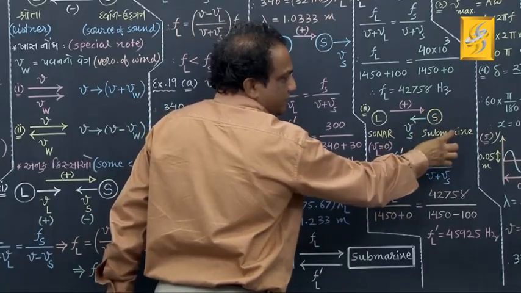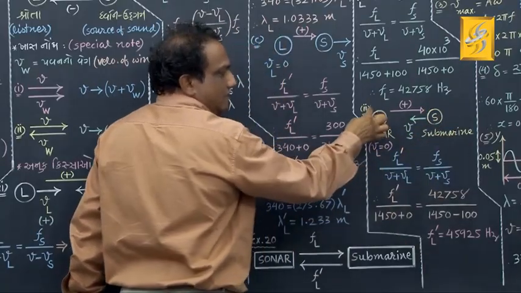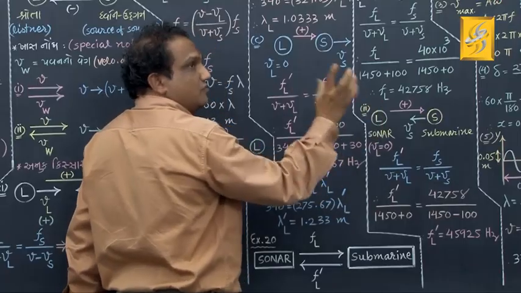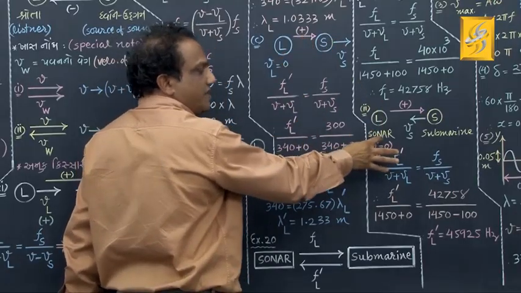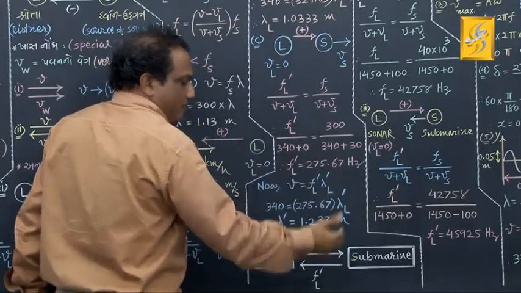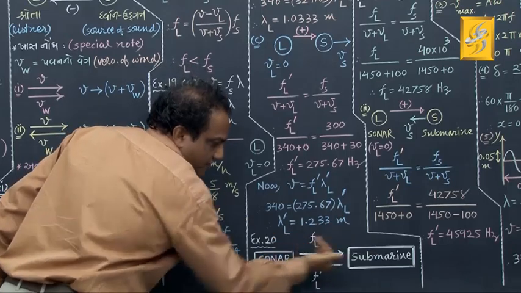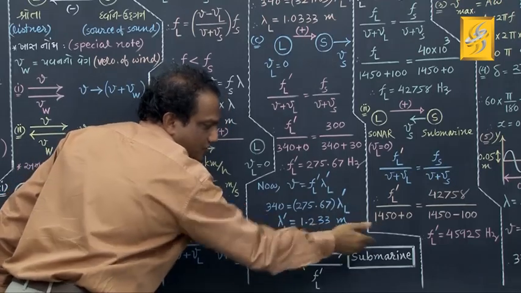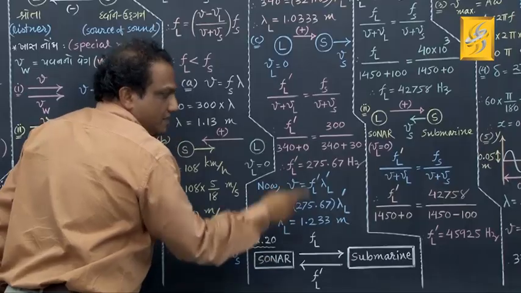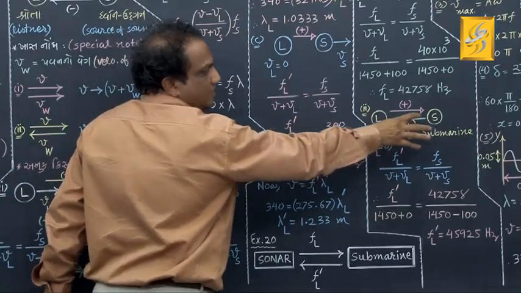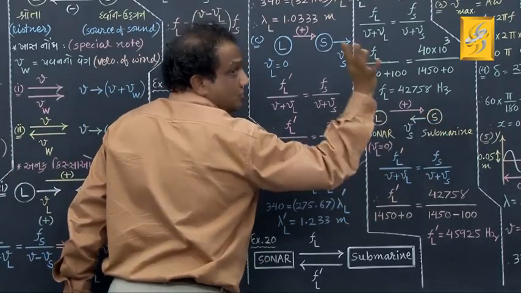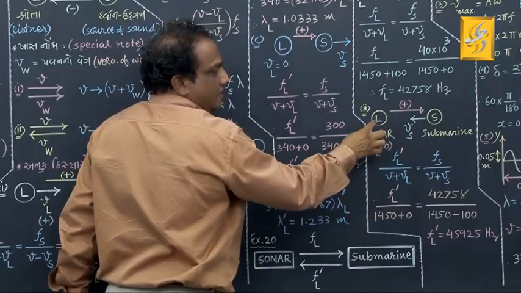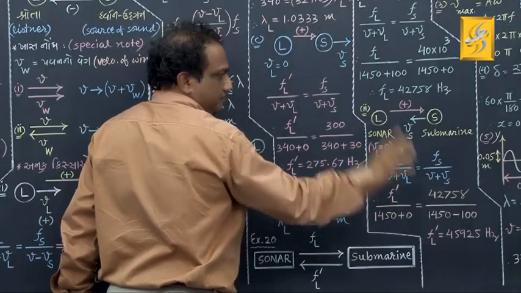Source I am showing here, which is actually the submarine, and the listener I am showing here, which is, you may take the person in this device, that is sonar. Now because sound waves are getting reflected this way, as if they are coming from this source and reaching towards this listener. The same diagram I am plotting here. Here is a submarine, which is a source of sound waves now, and now this is a listener.